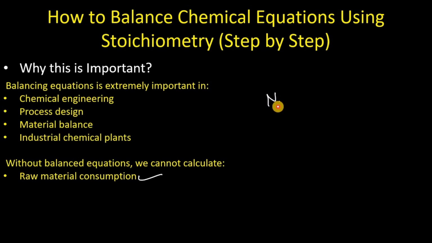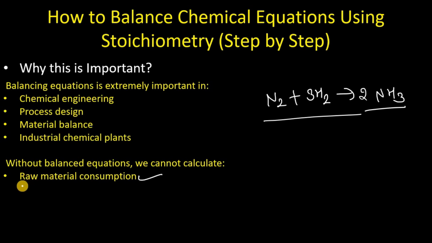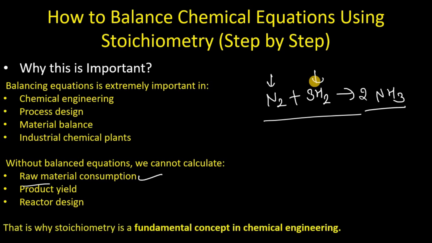If you see here, N₂ plus 3H₂ becomes 2NH₃, right? If this equation is not balanced, you cannot calculate what the raw material consumption will be. Raw material means how much nitrogen and hydrogen is required. You cannot calculate that until your equation is balanced. Please understand that, and this is very important as a chemical engineer and process engineer. You cannot calculate the product yield, you cannot design the system, you cannot design the reactor. That's why stoichiometry is a fundamental concept in chemical engineering.